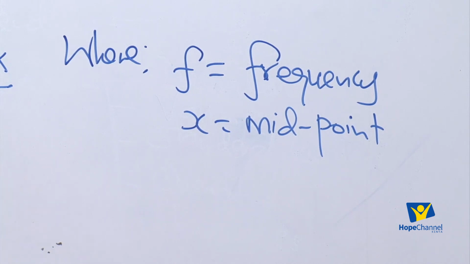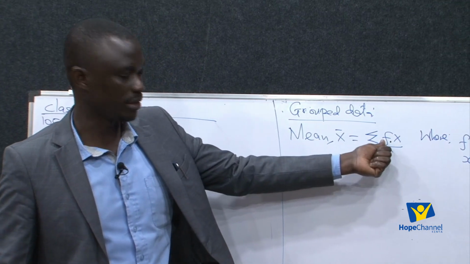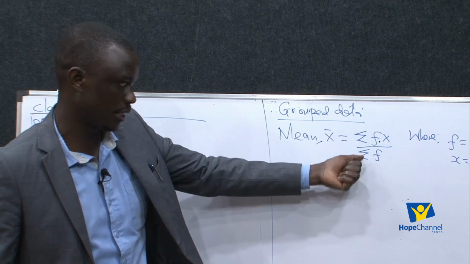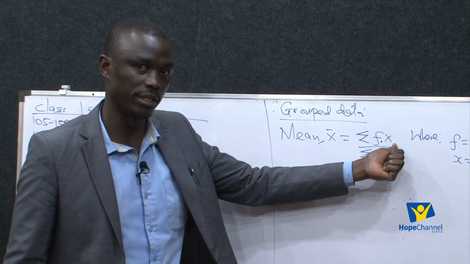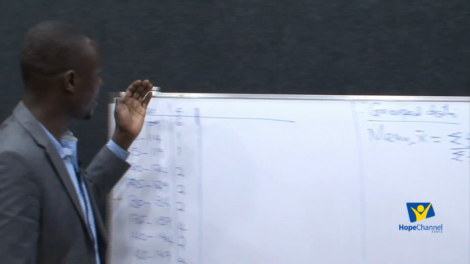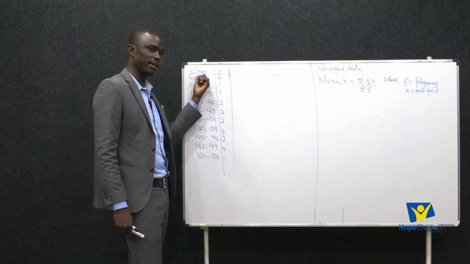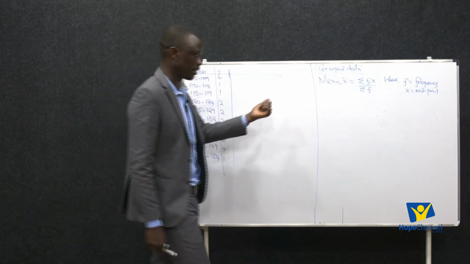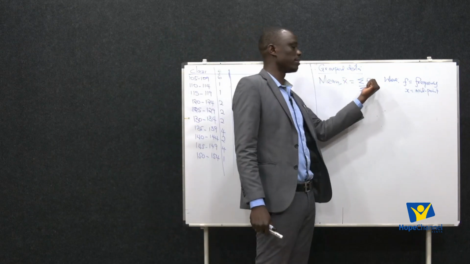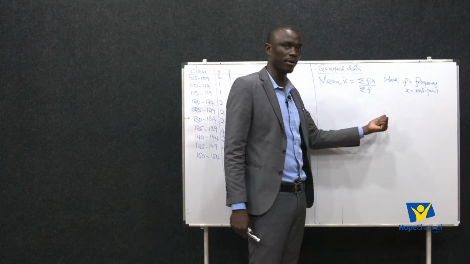So when we say sum of fx, it means we take the frequency and multiply by the midpoint. If you are having data like this one, we are always given the class, and we are also given the frequency. The thing that is not always provided, that you are supposed to work out, is the x, which is the midpoint.